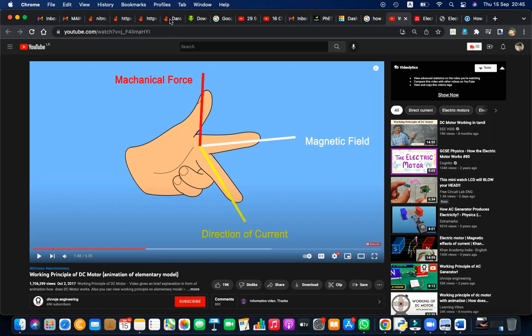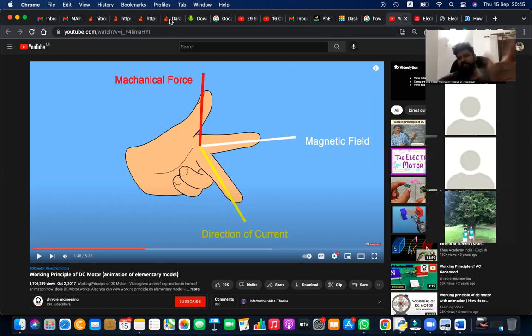But just to give you some idea, that is why I'm telling. Come on, turn on your camera and show me your fingers like this. You can keep the fingers like this. This is my index finger, the middle finger, and like this. You have to keep the fingers like this. Can you see? Each is perpendicular to each other. Okay, let's say the direction of current is shown by the middle finger.